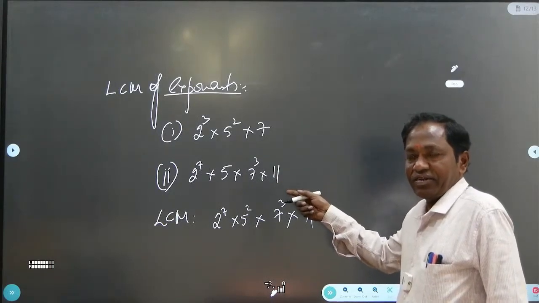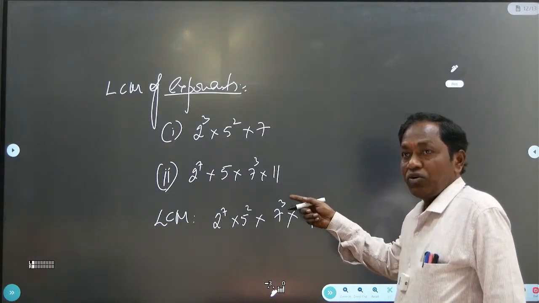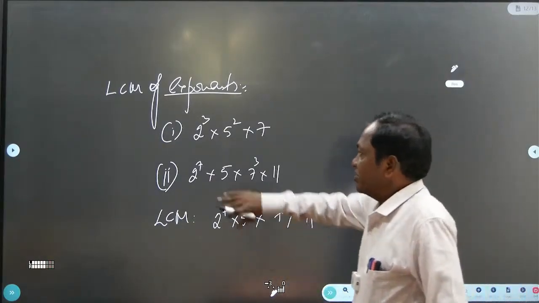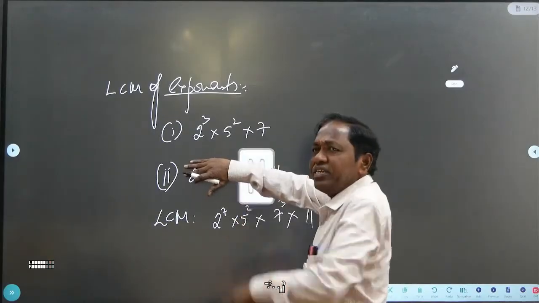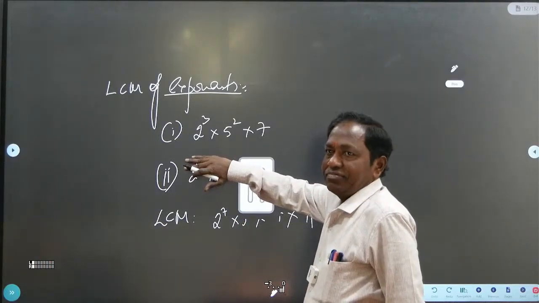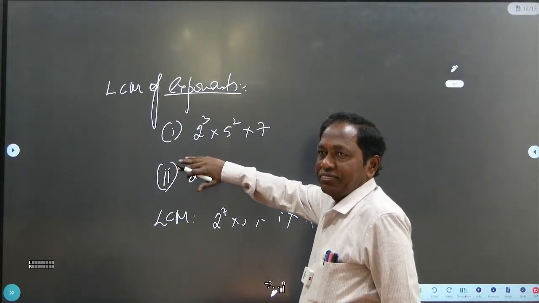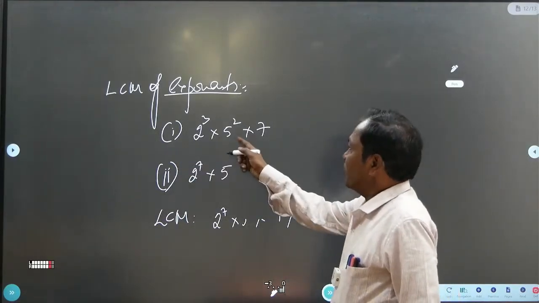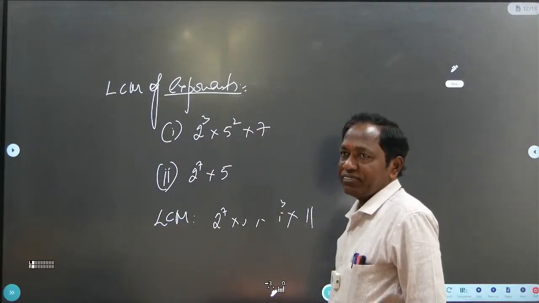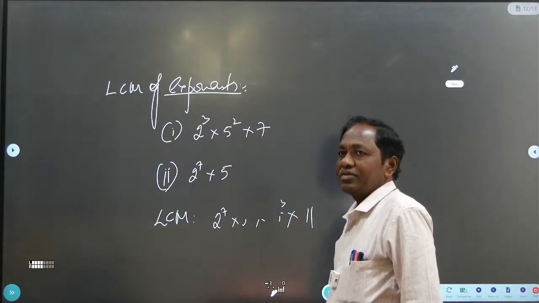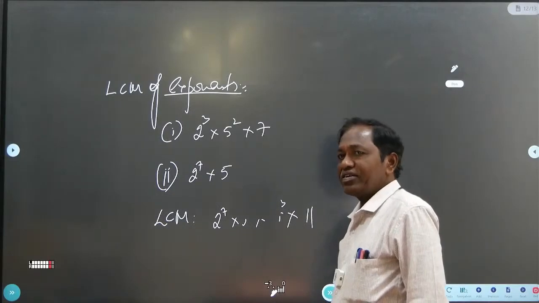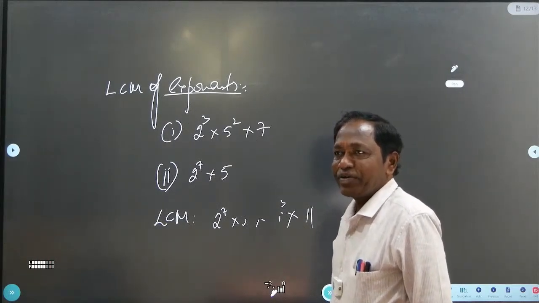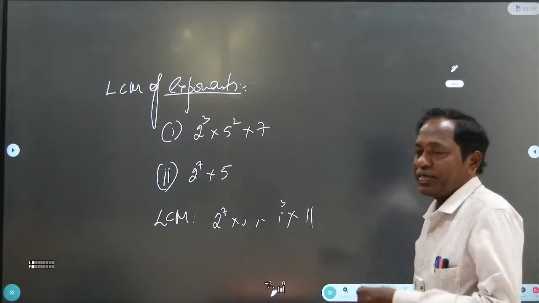If only one expression is given, not two numbers, sir? No, such a question cannot be asked. That itself is the LCM, because it is not only one expression. For example, if we take 2, 5, 7, that itself is the LCM. Again, we should not compute 2 to the power of 3, 8, 25 into 7. It is not necessary. Big questions will not be asked, because that is a time-consuming process. No one wants to check that.